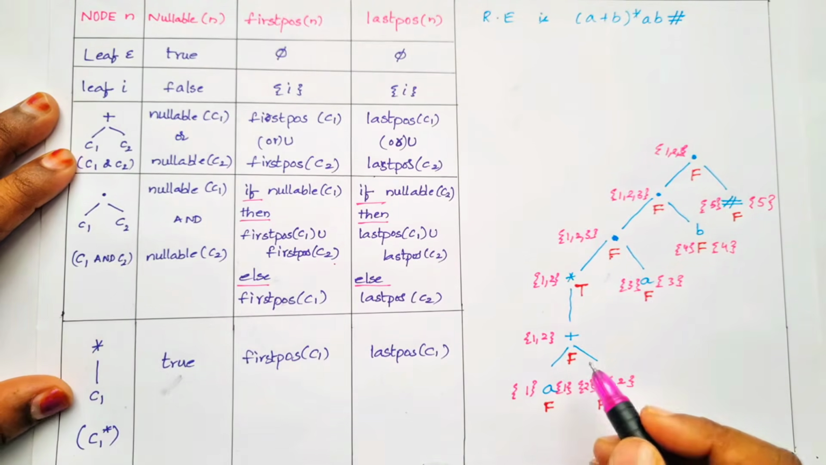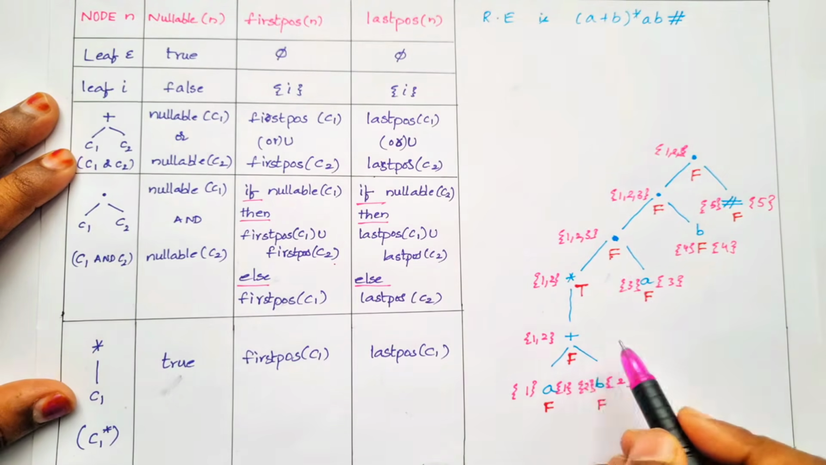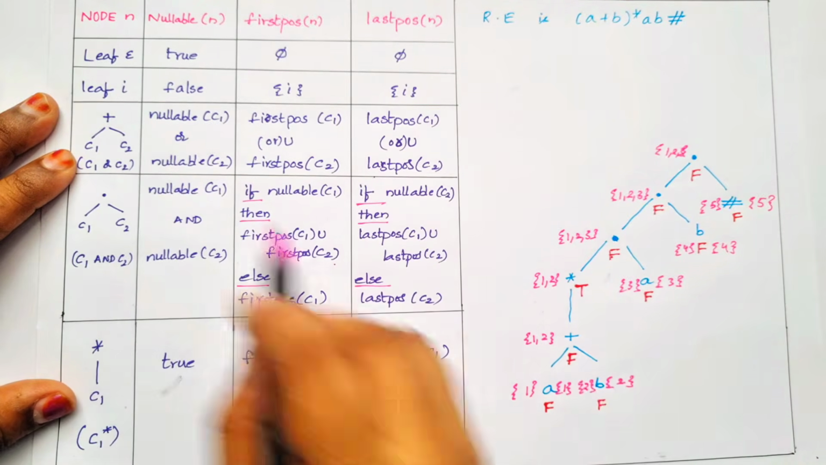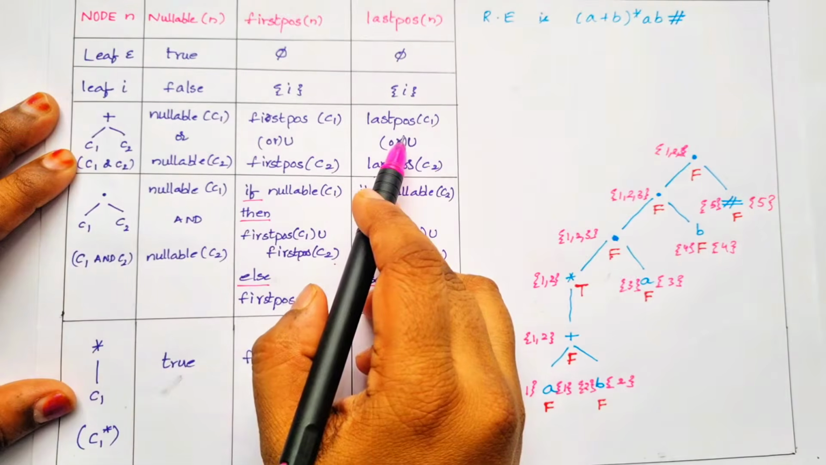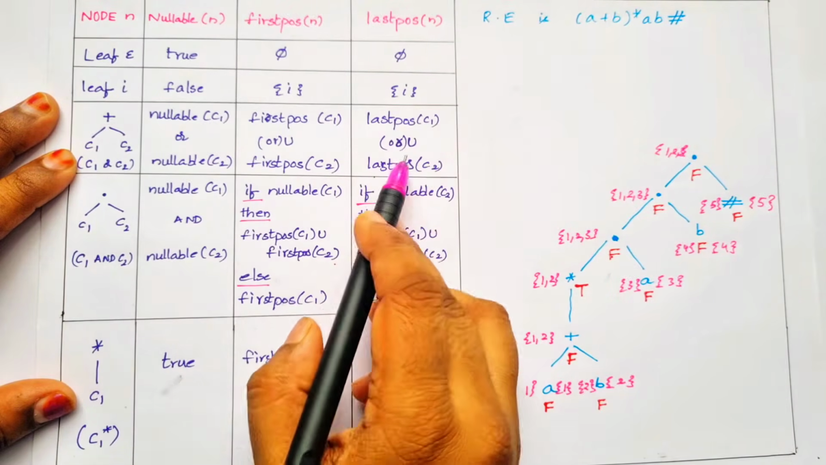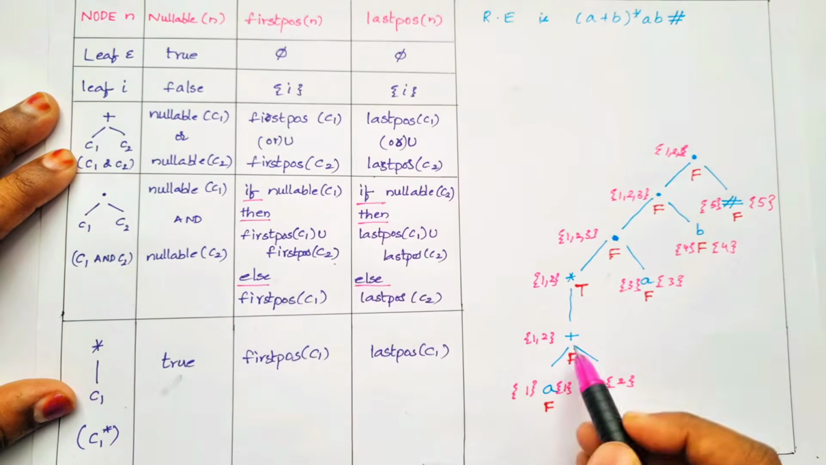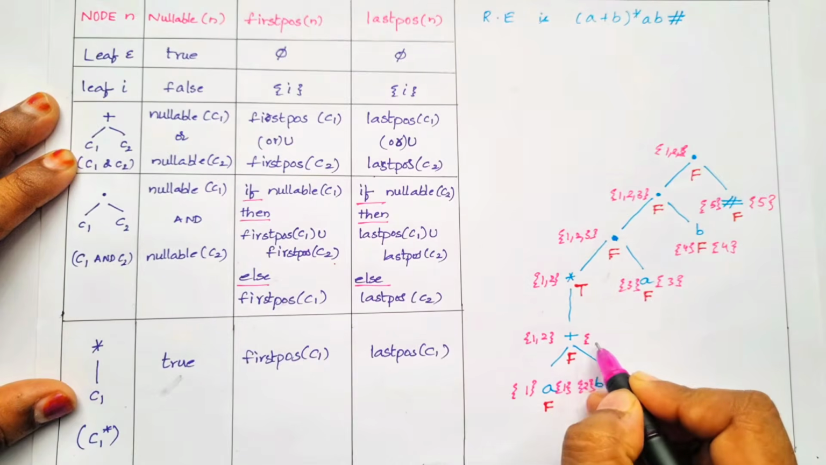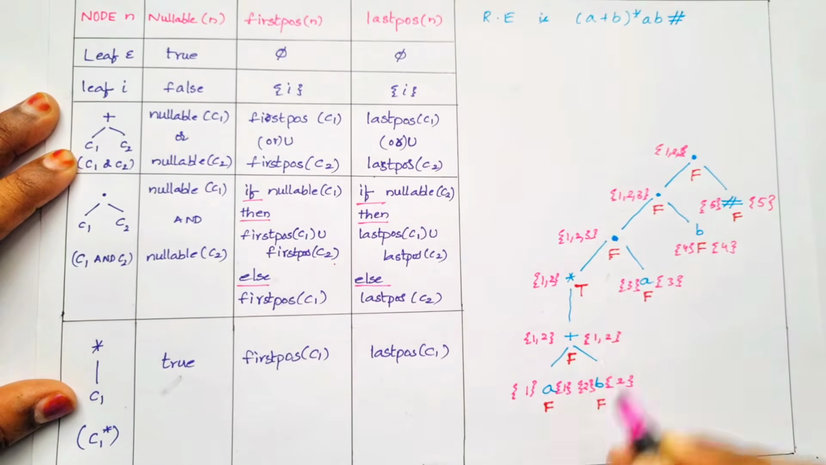Now let us see internal nodes. The internal node plus. Here what is the rule? If you are going for plus, see this plus and the last position. Simply last position of C1 union last position of C2. What is C1? This one, and C2 is this one. Means last position of C1 is 1, last position of C2 is 2. Just union those two things.